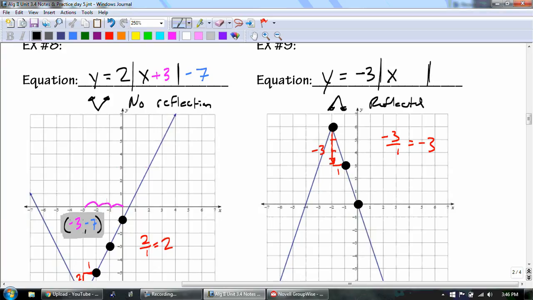Okay, and now it's time for the vertex. So our vertex is -2, +6. The opposite of -2 is +2, and then we get +6. Okay?